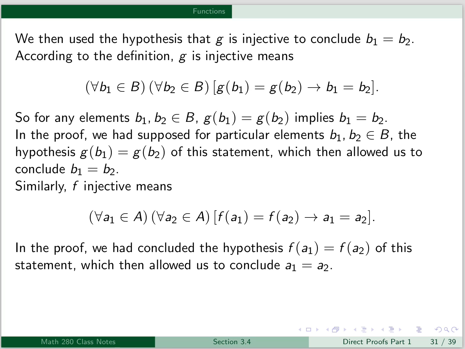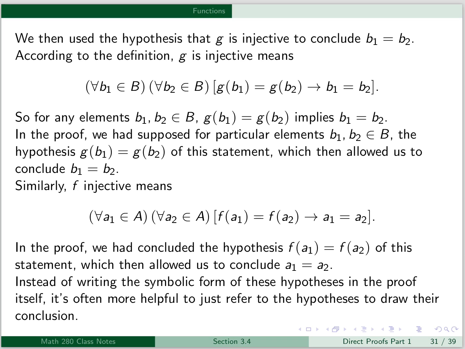Similarly, F is injective means for all A1 and A2 in A, F of A1 equals F of A2 implies A1 equals A2. In the proof, we had reached the point where we obtained the hypothesis F of A1 equals F of A2 of this statement, which then allowed us to conclude that A1 is equal to A2. Now, instead of writing the symbolic form of each of these hypotheses in the proof itself, it's often more helpful to just refer to the hypotheses to draw the conclusion.